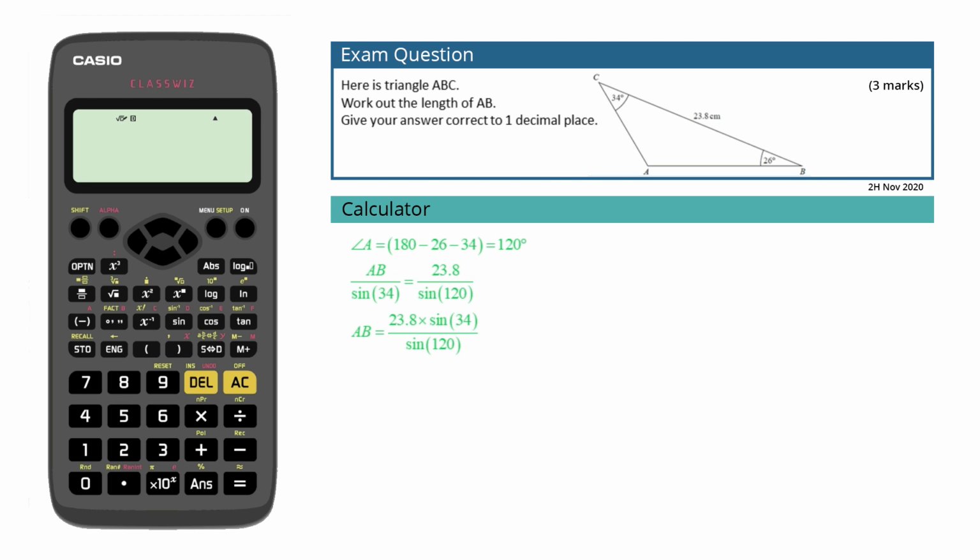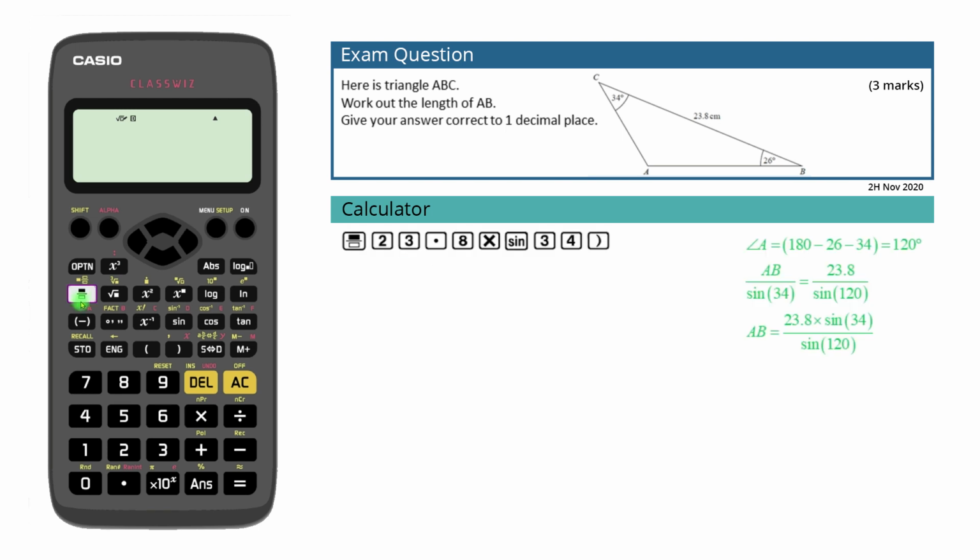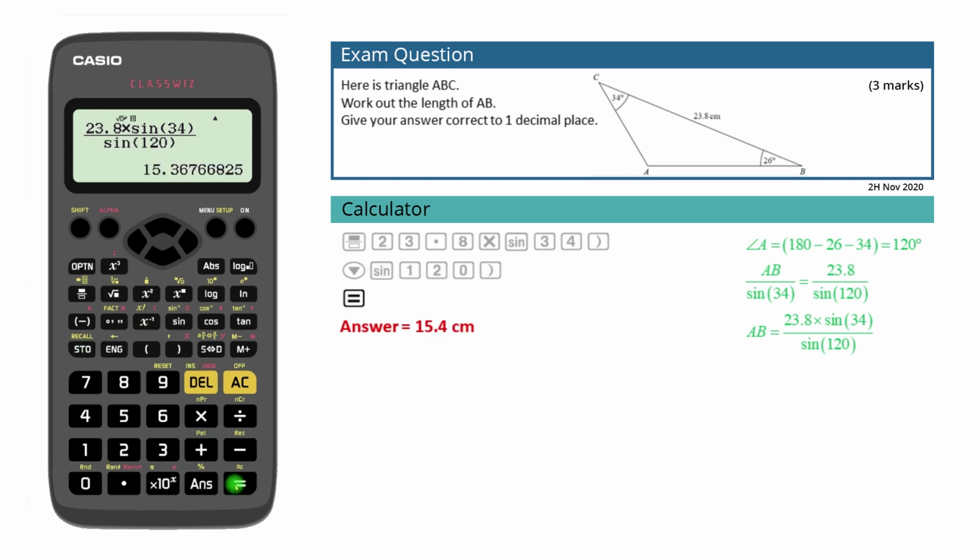First we are going to find angle A. We'll write the sine rule, substituting the information that we have been given and then rearrange the equation to make AB the subject. Note that you do not need to calculate sine 120 at this stage. Now we have the required calculation. Press the fraction button and enter 23.8 times by sine 34 and close the bracket in the numerator. Scroll down and enter sine 120 and close the bracket in the denominator and then press equals. The answer is 15.4 centimetres.